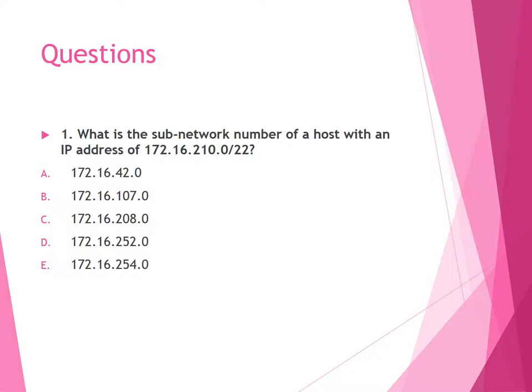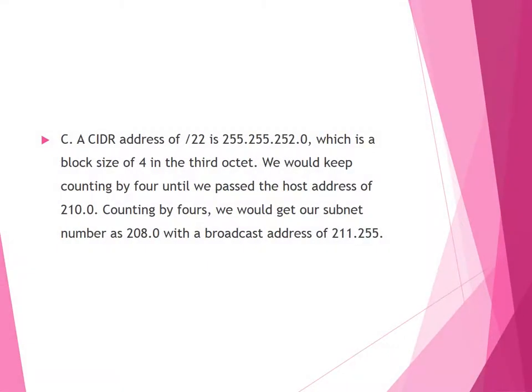Question: what is the subnetwork number of a host with an IP address of 172.16.210.0/22? The options are 172.16.42.0, 172.16.107.0, 172.16.208.0, 172.16.254.0. A CIDR address of /22 is 255.255.252.0, which is a block size of 4 in the third octet. We keep counting by 4 until we pass the host address of 210.0. Counting by 4, we get our subnet number as 208.0 with a broadcast address of 211.255.